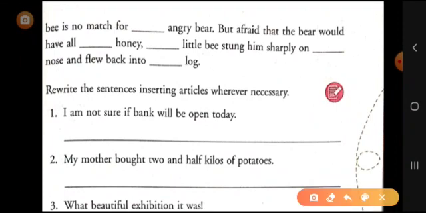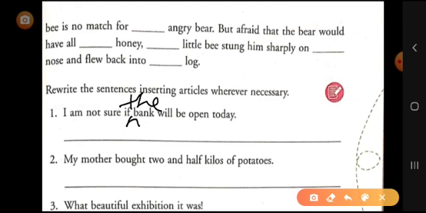So we'll continue. Rewrite the sentences, inserting articles wherever necessary. Now I'll do some of them and you will rewrite the sentences in your copy and then submit it. So the first sentence is, I am not sure if bank will be open today. I am not sure if the bank will be open today.